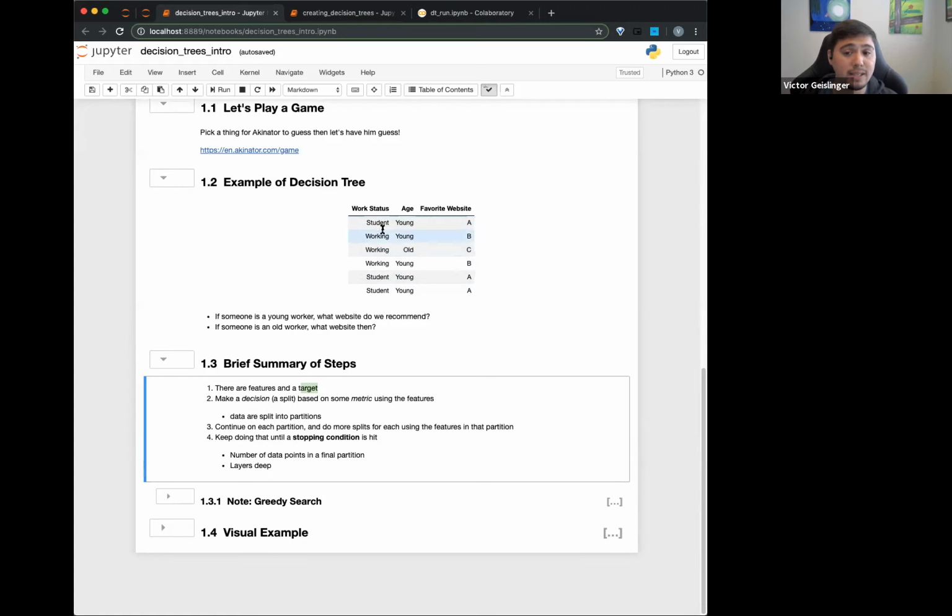Note that it might make more sense to split based on age first, or it might make sense to split on work status first, depending on what's the most efficient. And we'll talk about how we make that decision mathematically, right? And then we continue basically on each partition.